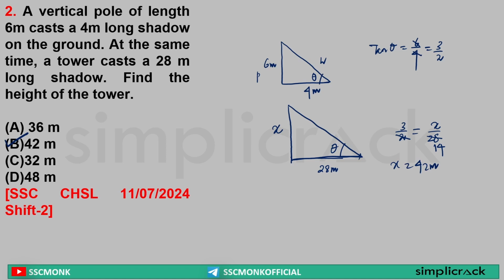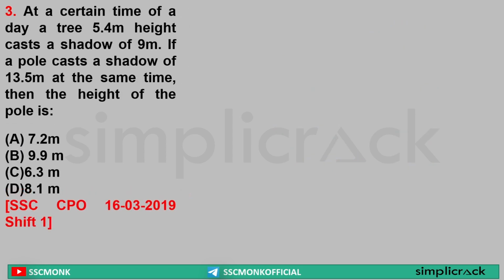This sort of thing can be done without using pen and paper once you understand how to put all this information into solving the question. Clear? Next. At a certain time of a day, a tree 5.4-meter height casts a shadow of 9 meter.